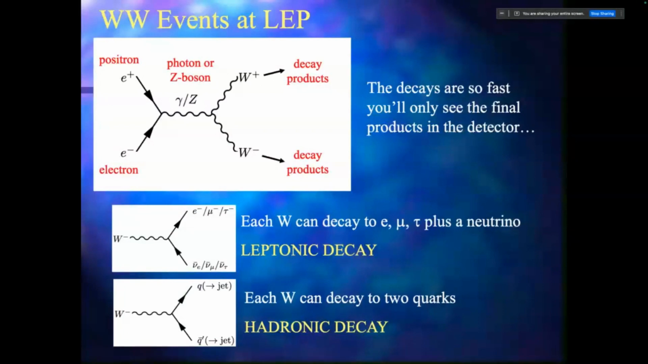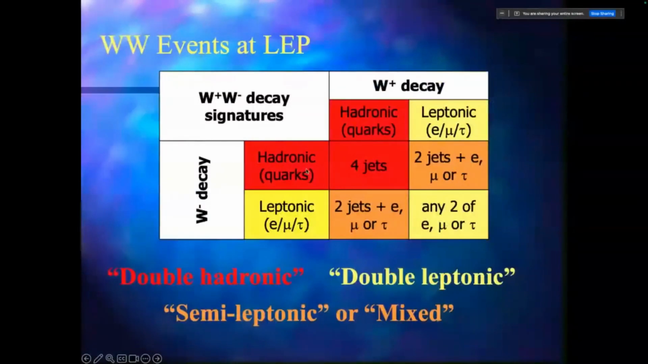Now, as I mentioned, each W boson can then decay either into an electron, a muon, or a tau, plus its partner neutrino. So that would be so-called leptonic decay. Or it can decay into a pair of quarks. And those would produce, of course, the jets that we mentioned, so those sprays of hadronic particles in the detector. And our task is going to be to identify the different types of events that can come from the production of a pair of W particles at the LEP collider.